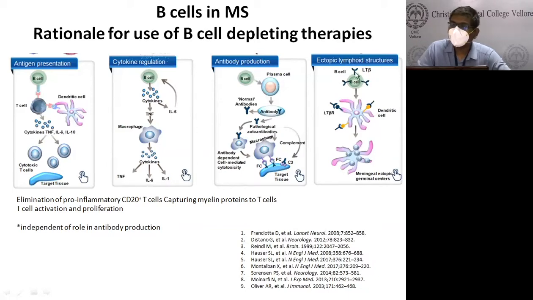And it is very important to note that, especially in the progressive forms, the B cells actually are resident in the CNS, in ectopic lymphoid structures underneath the meninges, in the germinal centers, and this further drives the inflammation. In addition, anti-CD20 therapy eliminates the CD20 positive T cells also, and they also lead to T cell activation and proliferation via B cell activation.